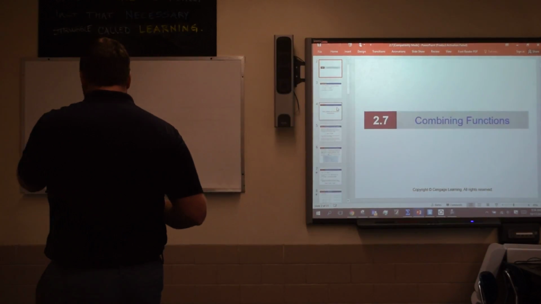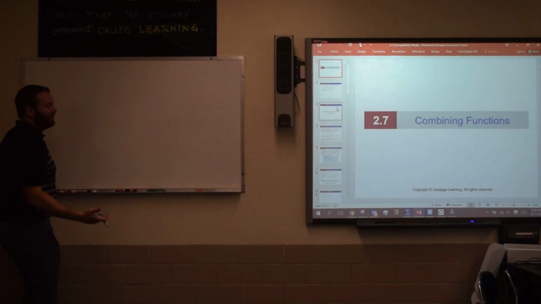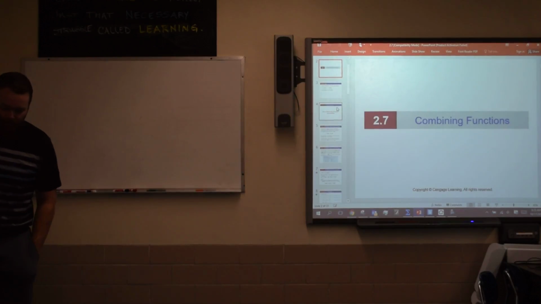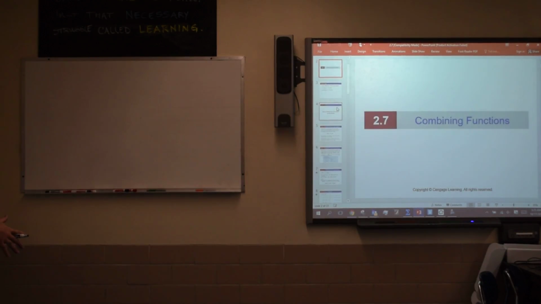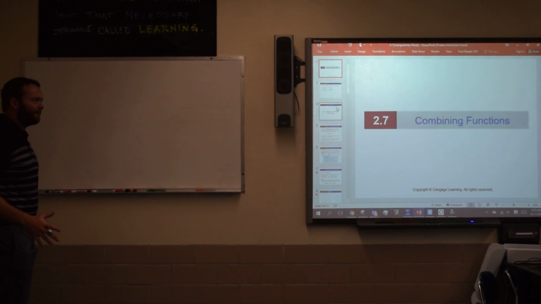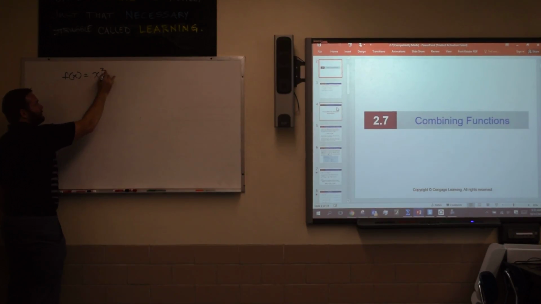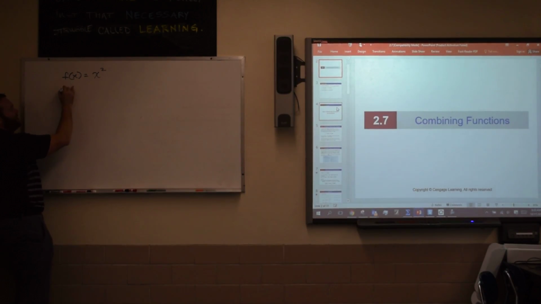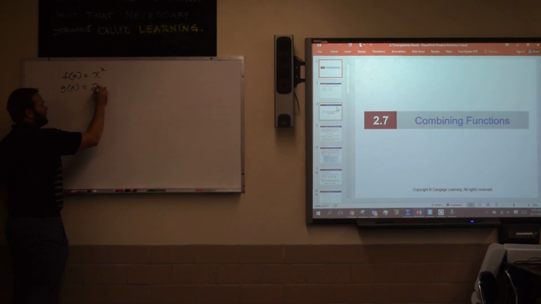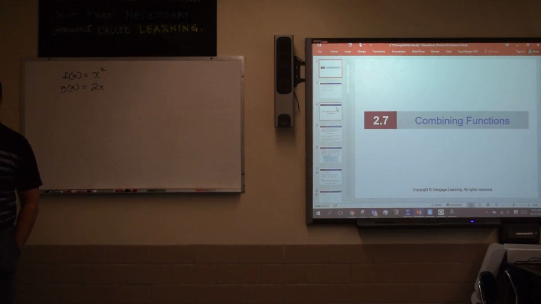So, combining functions. This is kind of an introduction to what we're going to do for a couple days. But you've already kind of dealt with some of this stuff. Let's say that I have a function like f of x, and I'll just call it x squared. And I also have the function g of x, and let's call it some simple 2x. We understand what those two functions look like, right?